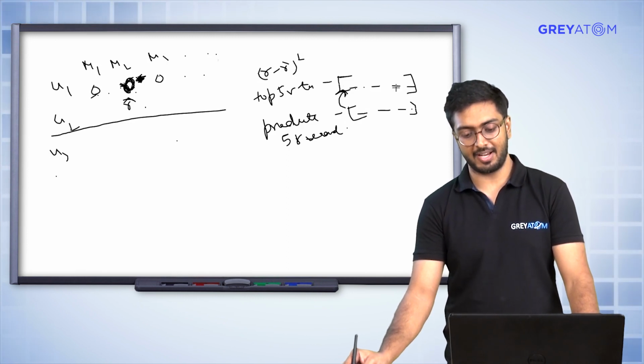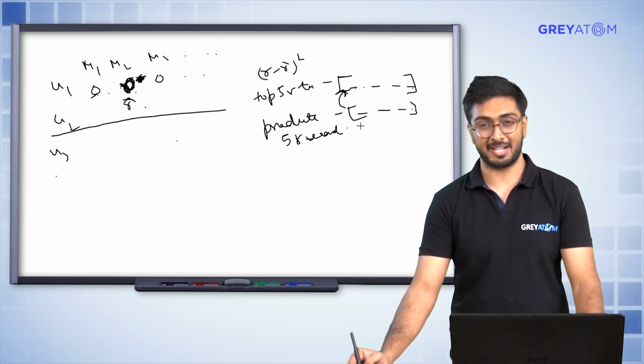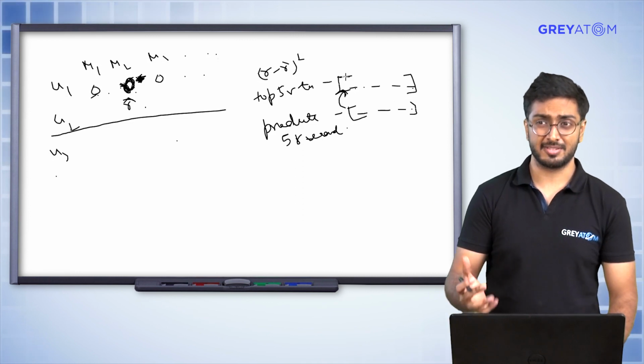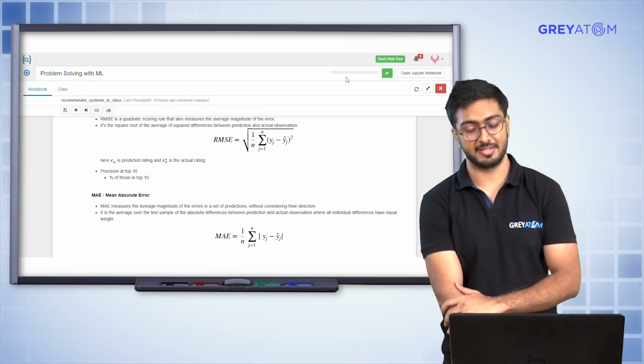And out of these 5 items that are there in the actual top 5 rated movies, how many were actually picked up by the recommender? So that's kind of precision. And those are recalls. So that's the idea of precision and recall in the evaluation of recommender systems.